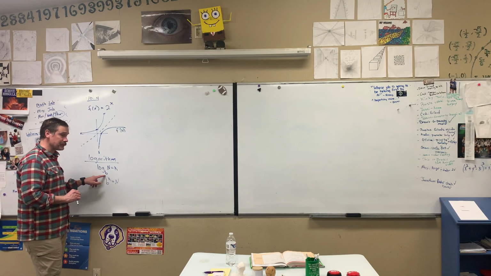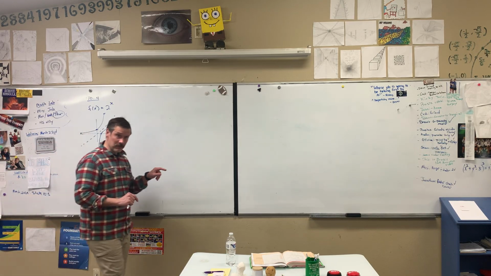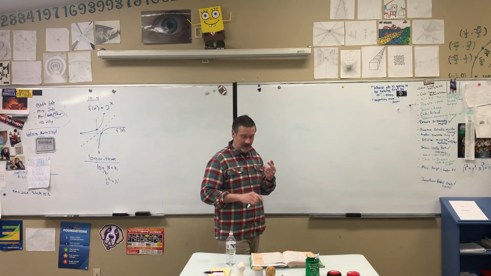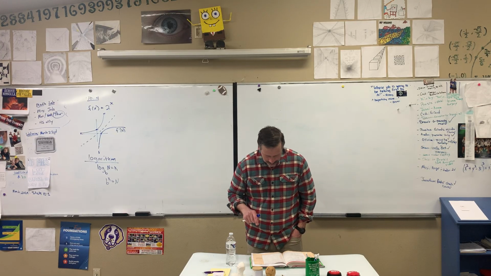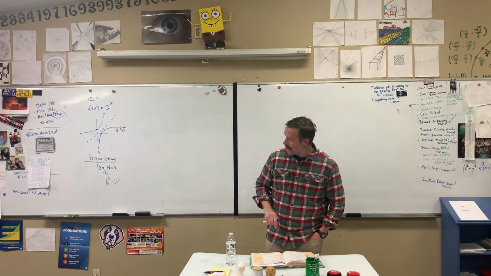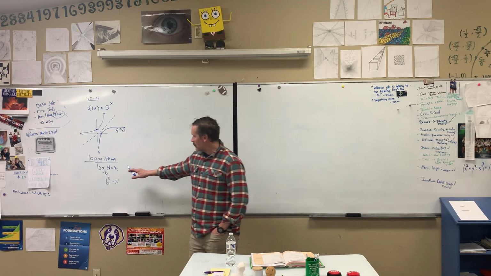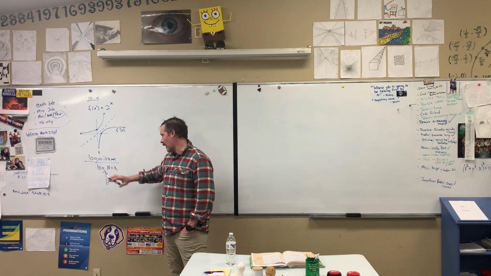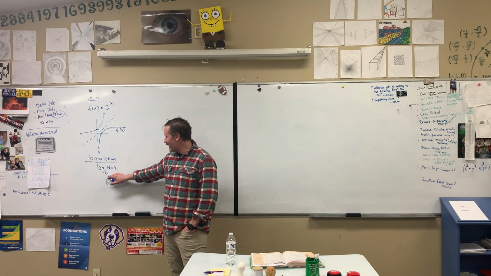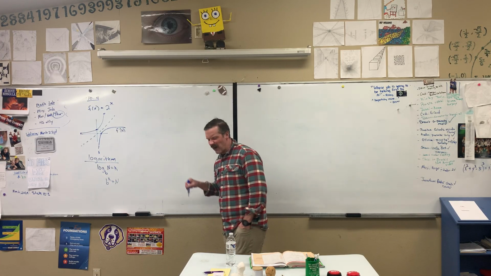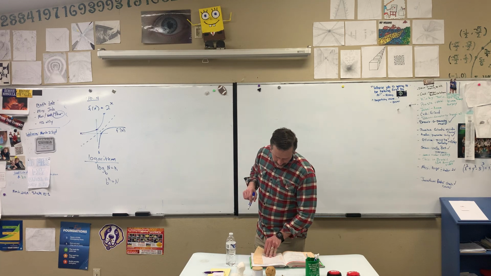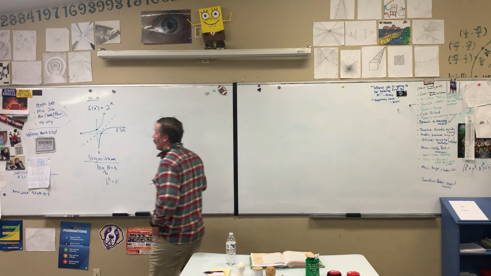Now, b cannot be 0. Okay, there's some restrictions. B can't be 0, B can't be 1, and it has to be positive. So we don't have negative bases there, which we don't see a whole lot of anyways. Okay, so let's do a numerical example of this.